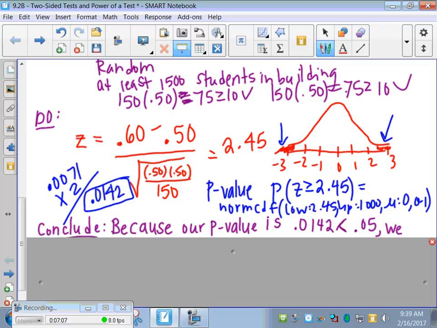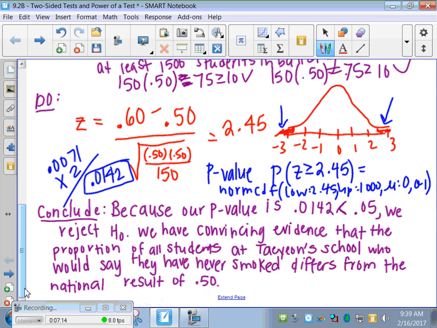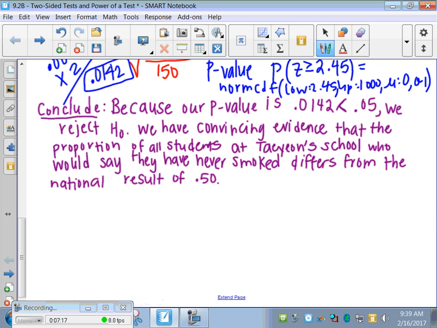Okay. So we still have a really small p-value even with both tails there. And so it's less than 0.05, so we reject the null, which means, and be careful on this part, we have convincing evidence that the proportion of all students at Taeyeon School who would say they have never smoked differs from the national result. So don't say greater than, even though our sample was greater than, right? Even though we got 0.6 for our sample, you just say differs, because that's how we do our alternate hypothesis, all right?